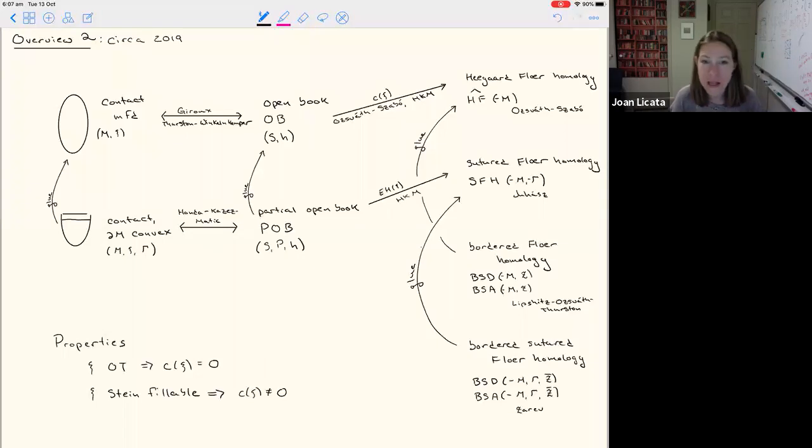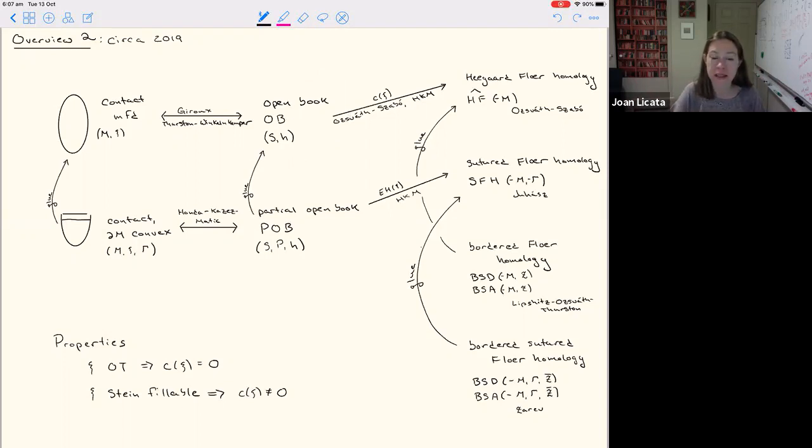Moving to the middle column, we have an open book decomposition. These go back quite a ways to work of Thurston and Winkelnkemper, but they were really brought to prominence in contact geometry by Giroux, who showed, in his famous correspondence, that if you want to study contact manifolds up to a natural equivalence, then you can study these open book decompositions up to some moves relating them.